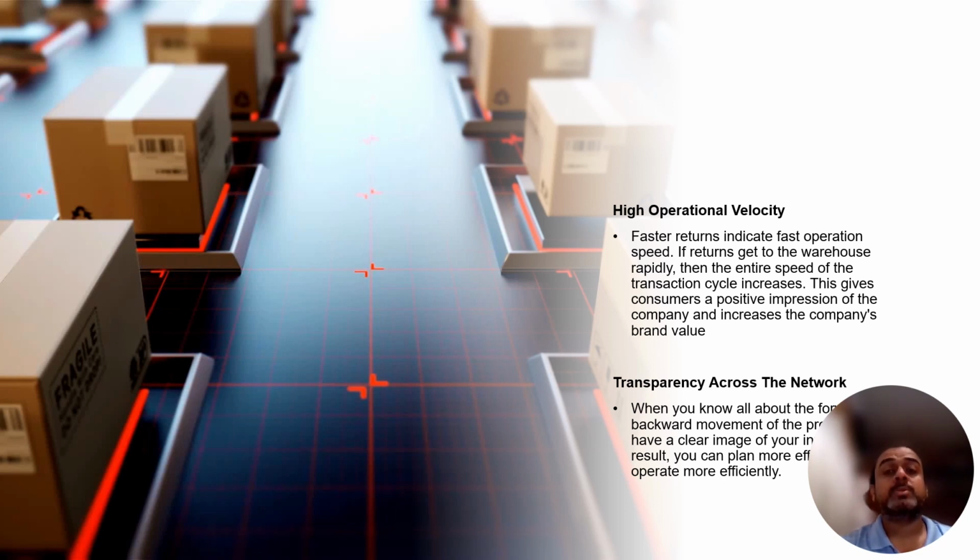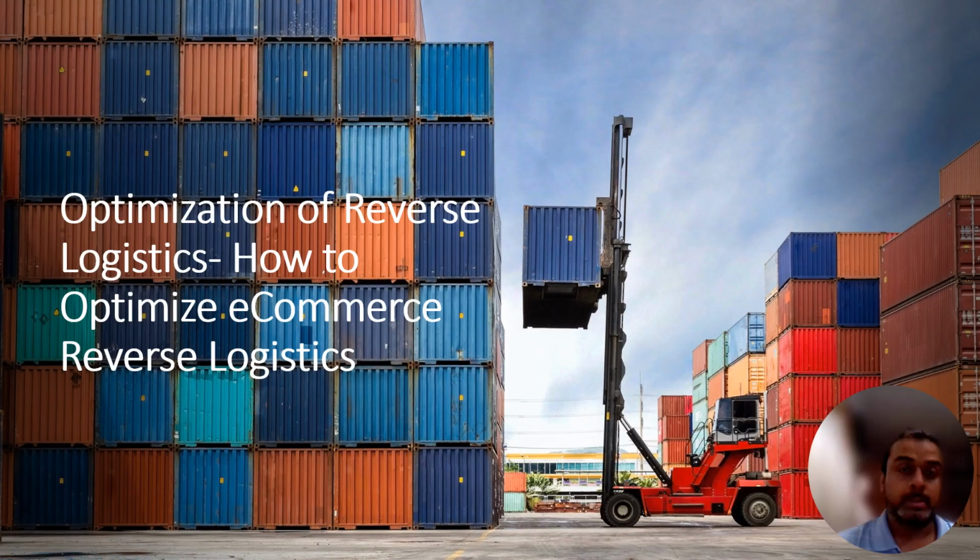Similarly, there is transparency across the network, which means that when the overall product is coming back to the head office, every single step, every single transaction is being tracked and is transparently available on the ERP system. We can track where the product is right now, and we can respond positively to the customer as well. So the next important step is how to optimize e-commerce reverse logistics.